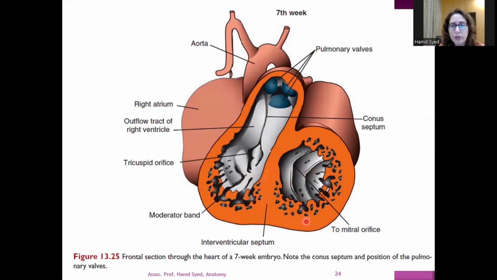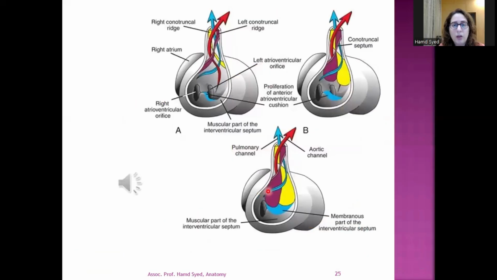Also note over here, this is the thick interventricular septum. Here are the diagrams showing us the formation of the conotruncal septum. Now I'm going to collectively call it the conotruncal septum: the one in the conus region and the one in the truncal region are fused into the conotruncal septum. It has subdivided this outflow tract region and the region directly above it into two separate channels.